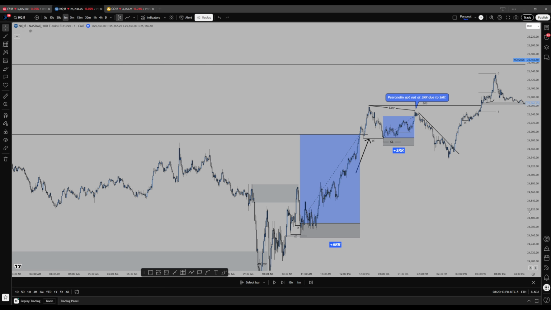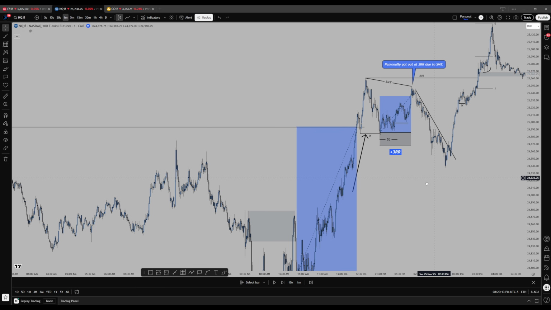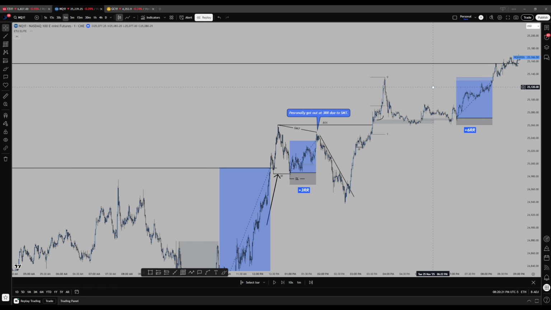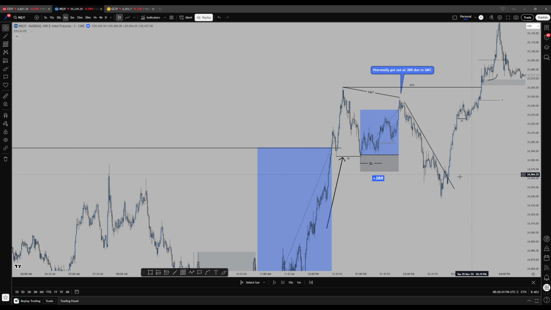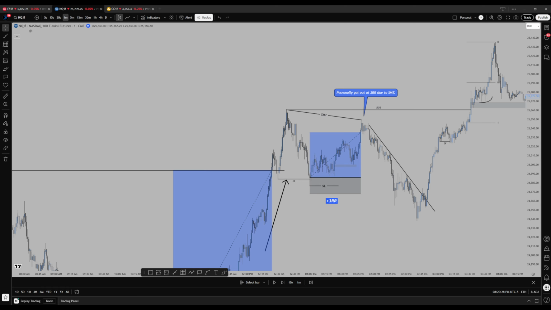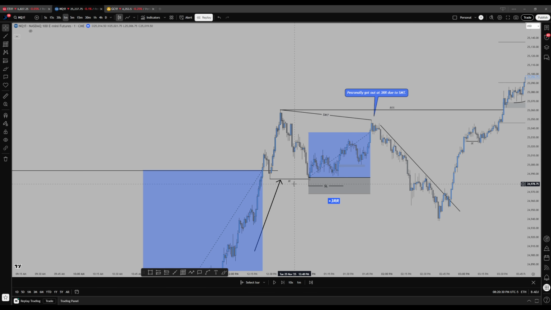Now, the second setup is basically taking a continuation after you take out this high because, like I said, there's such a gap here on the left. I'm trying to trade with the trend. Turn on the indicator here. The trend given to me on this day was bullish. So I'm trading with the trend and trading with my mechanical draw on liquidity, which is the gap.